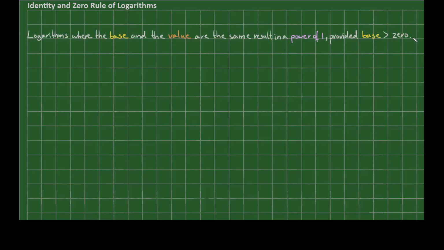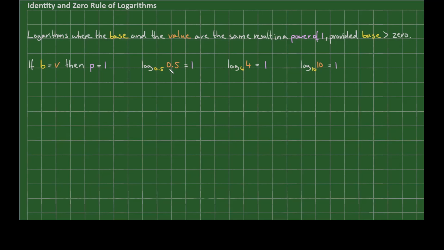party. It turns out that logarithms where the base and the value are the same result in a power of 1, so long as the base is greater than 0. In other words, if b equals v, then p will equal 1. And here are a couple of examples.